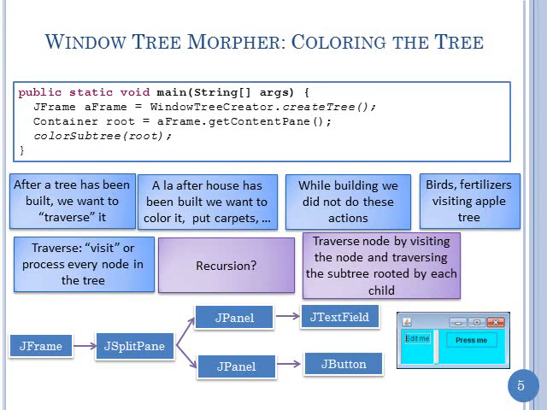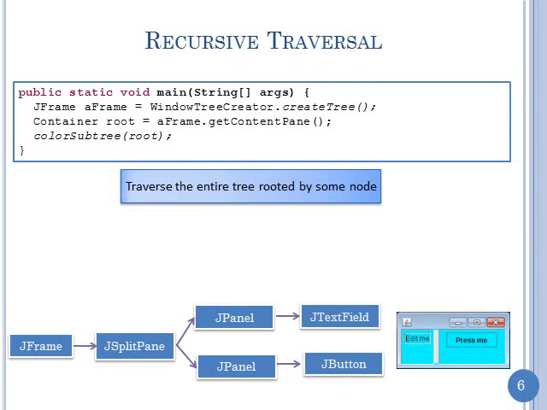We traverse node by visiting the node. Okay, and traversing the subtree rooted by each child. That's essentially what you see. Okay, this is just recursion at work, and it's really effective. So we're going to define a method that traverses the entire tree rooted by some node. That's the method we'll do.